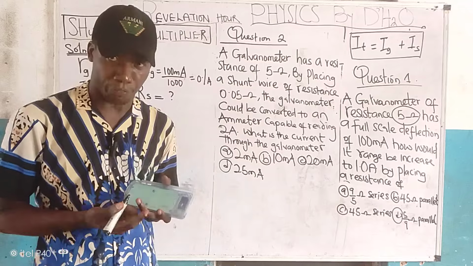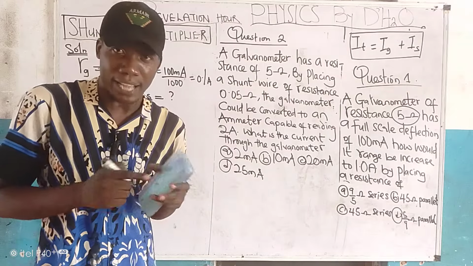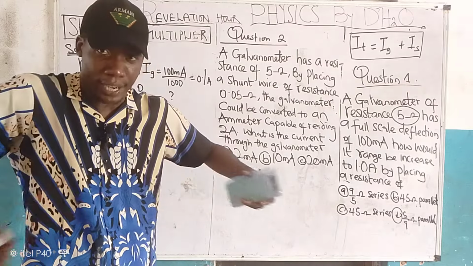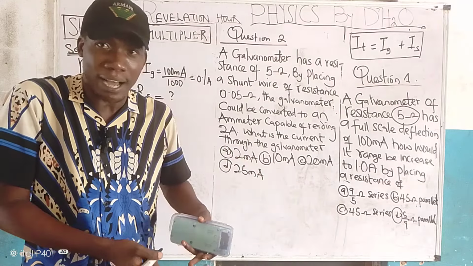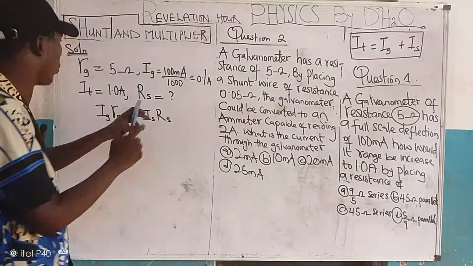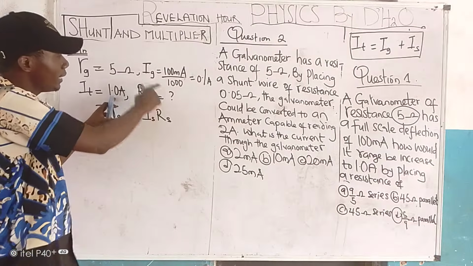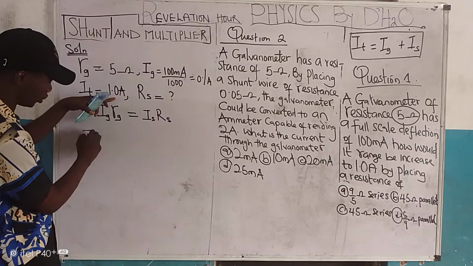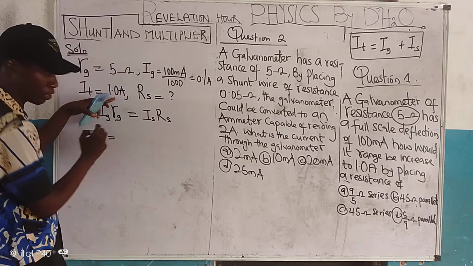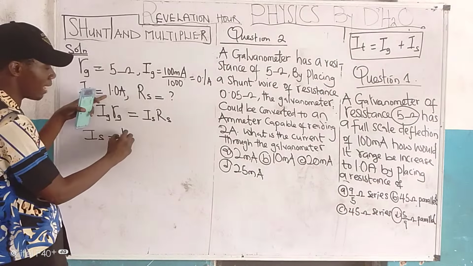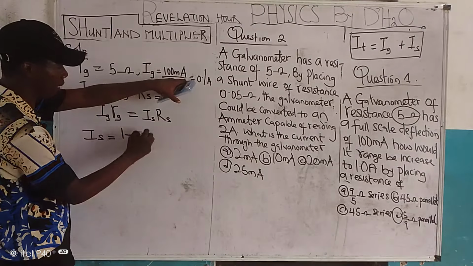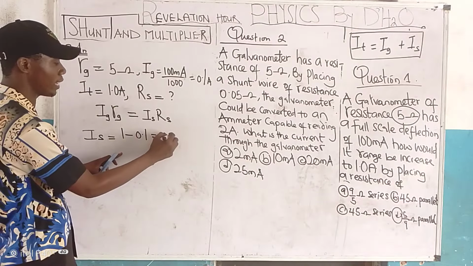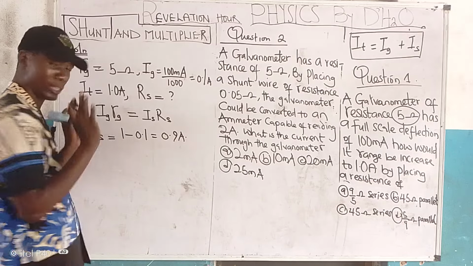How do I know what Is is? Remember the diagram I drew for you. The total current entering is I total. The current will now be shared between the galvanometer and the shunt. So from this 1 ampere, the galvanometer has collected 0.1 ampere. So what will now be the current in the shunt? The current in the shunt will be the total minus what the galvanometer has collected. That will now give us 0.9 ampere.